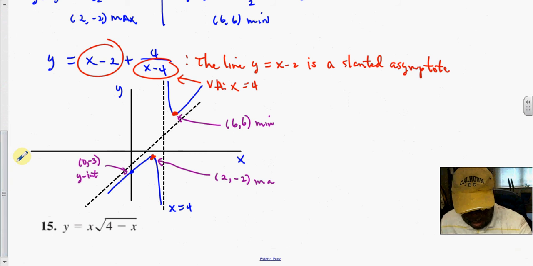Where could it be? And here's a question: if the graph is here, is it possible to have a minimum there? If the graph is over here, is it possible to have a maximum? It wouldn't work. So the containment would be within the scissors here, right?